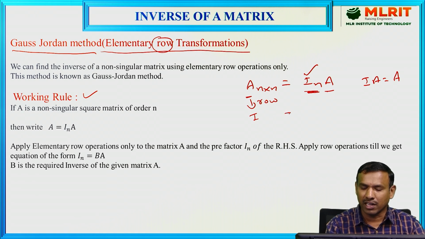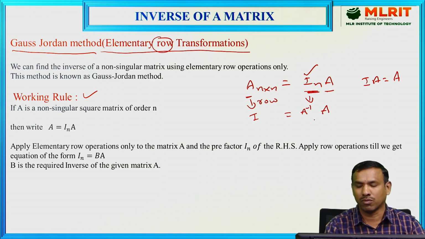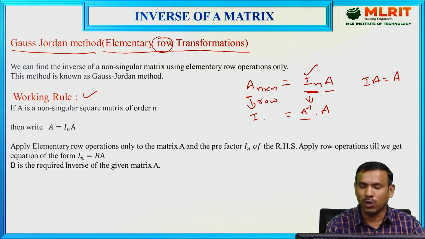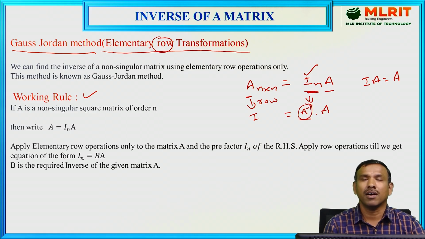Finally, we get it in the form I is equal to A into some other matrix. This will definitely get changed. Automatically, here it is I, so definitely this has to be A inverse, which is our requirement. A into A inverse is equal to I. After the row transformation, the obtained matrix is called A inverse. That is the required inverse of the given matrix.